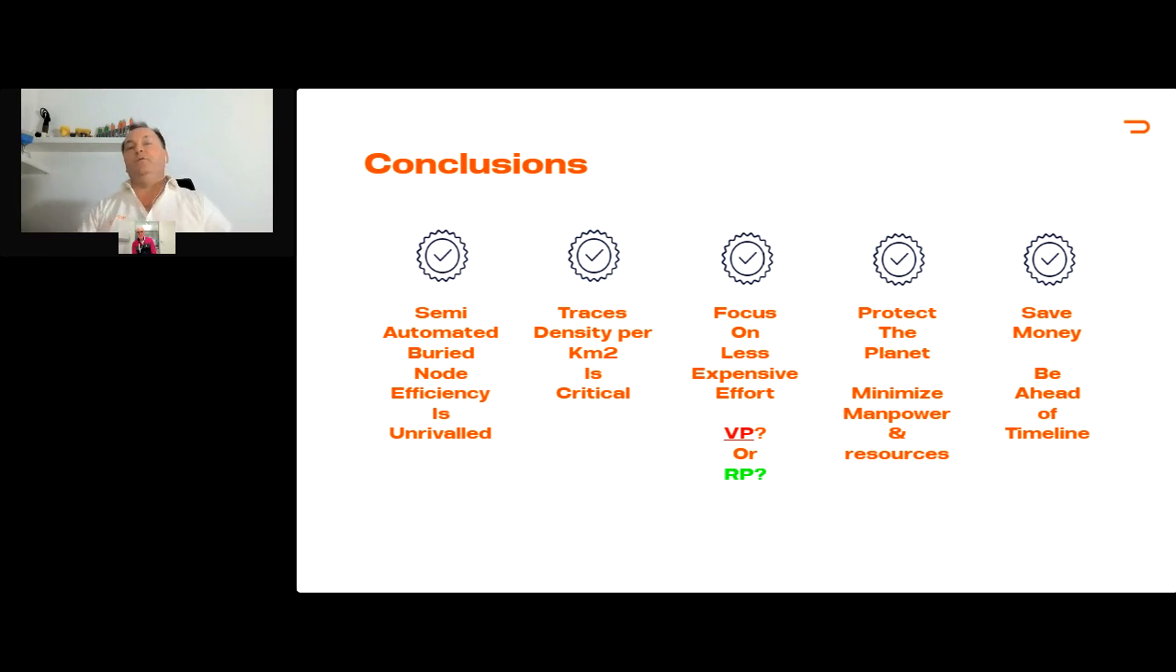Trace density per square is critical. What do you want to focus on? I would suggest you focus on your less expensive effort. Is it vibrator source point or is it receiver point? Most likely, in many scenarios, it would be the receiver effort that would be the less expensive and the less difficult to implement. And finally, minimizing resources, manpower, protecting the planet. As a consequence, saving money and being ahead of timeline. So that is the conclusion for case study number 1.